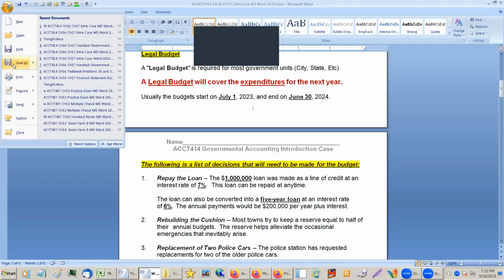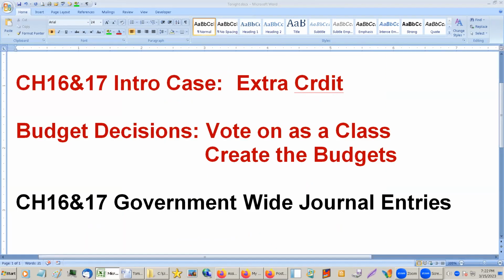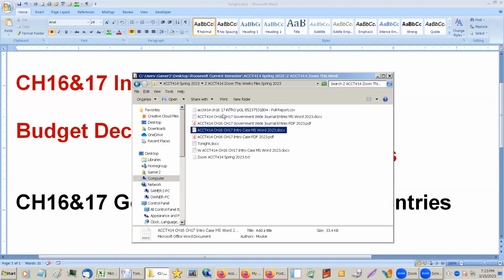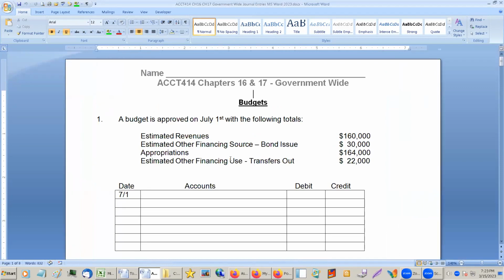All right. Next thing I want to cover is we'll get started on that. I don't know how far we'll get. Let me flip it up. The government-wide journal entries. Now, one of the things that is again kind of wacky about government accounting: there are two sets of books.